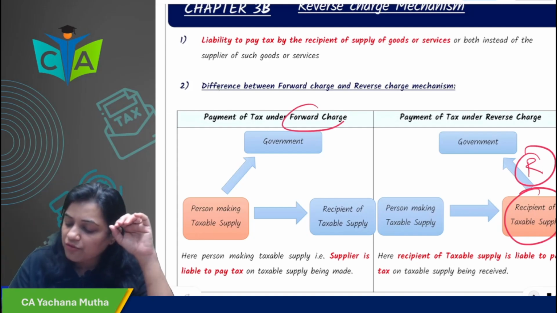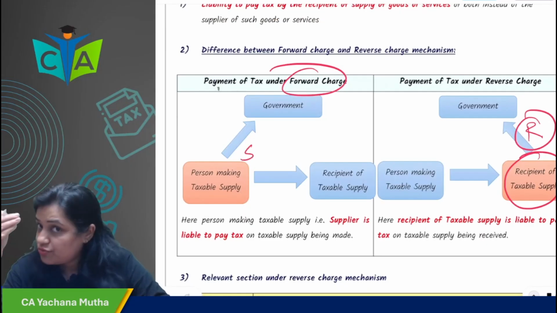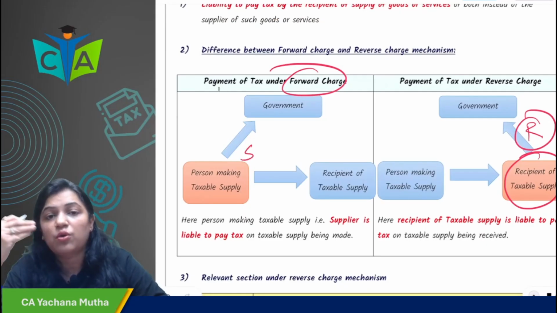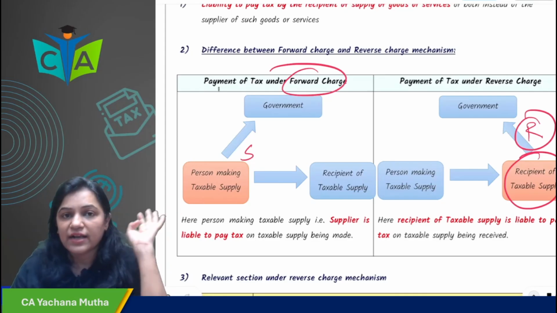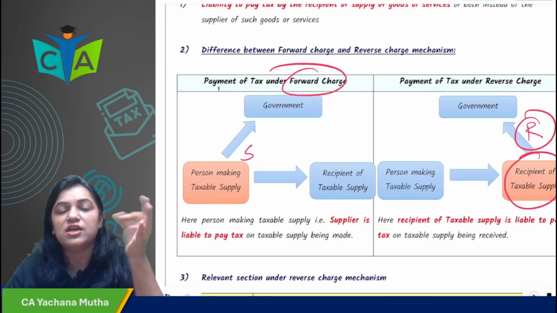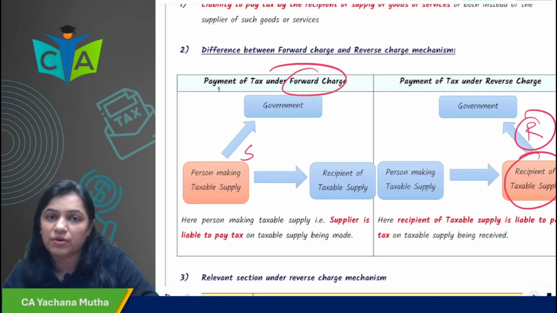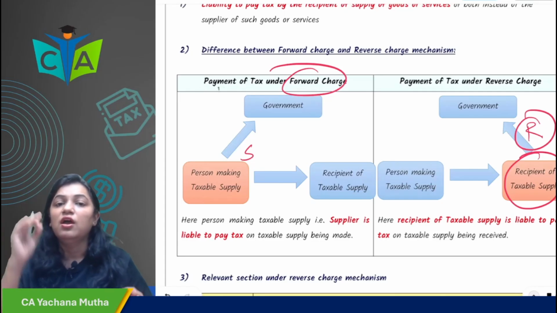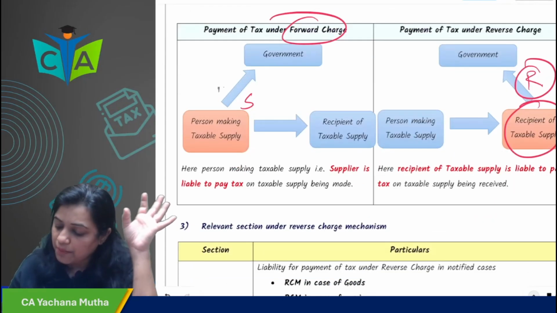In case of forward charge, what happens generally? In the normal charge, forward charge, the supplier is required to pay the taxes to the government. However, in case of reverse charge, the responsibility is cast on the recipient to pay tax to the government.